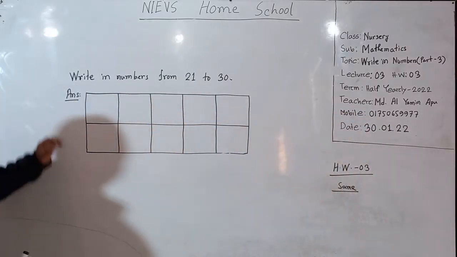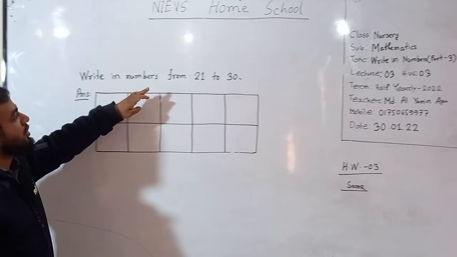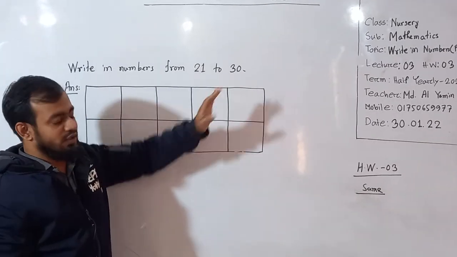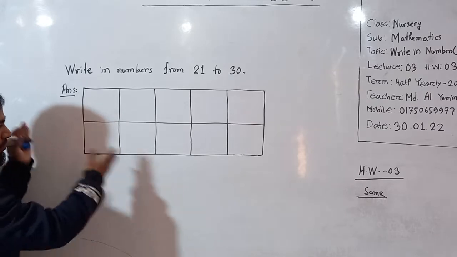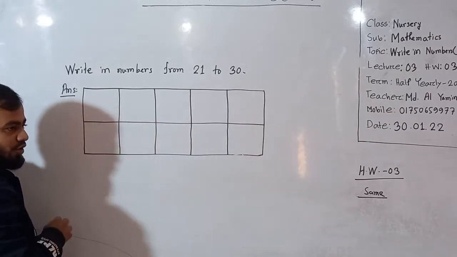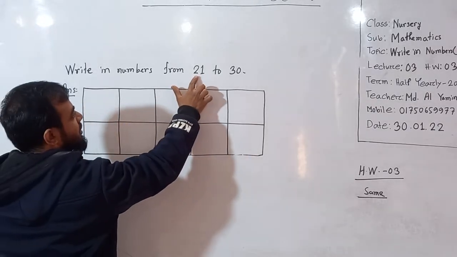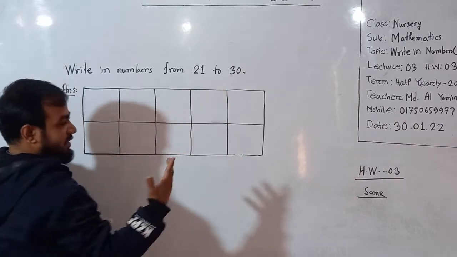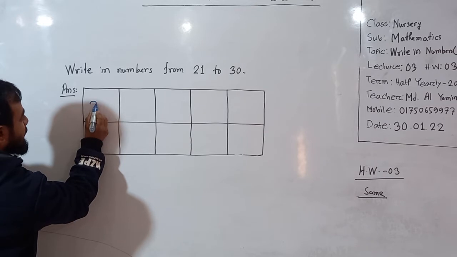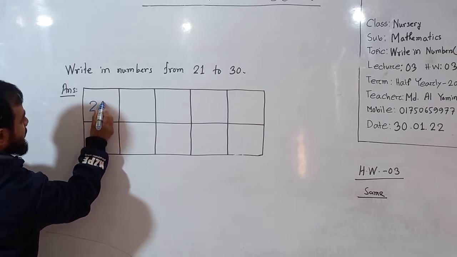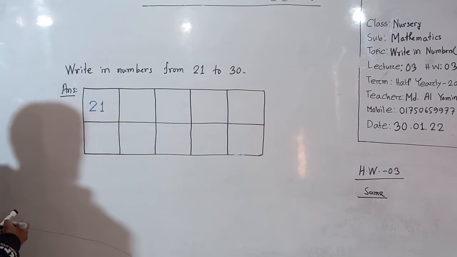Now the question is: write in numbers from 21 to 30. Like the previous classes, students will write the numbers from left to right, from the top. Our first number today is 21. 2 and 1 makes the number 21. So 21 will be in the first row, first column.